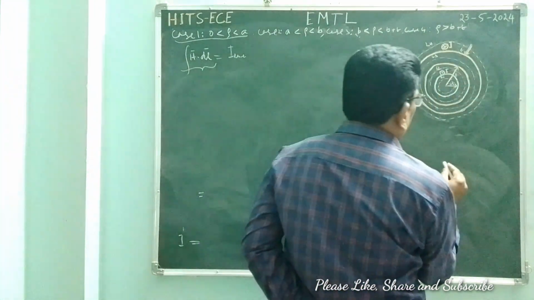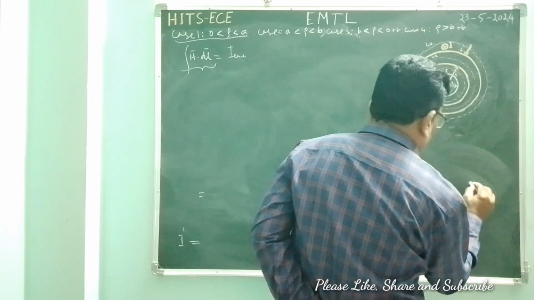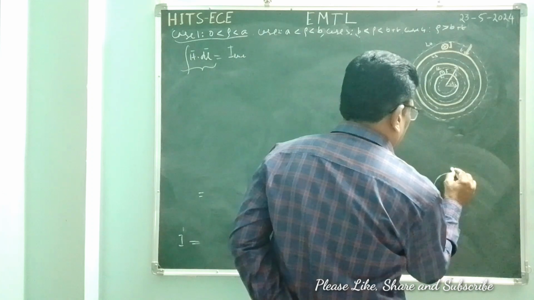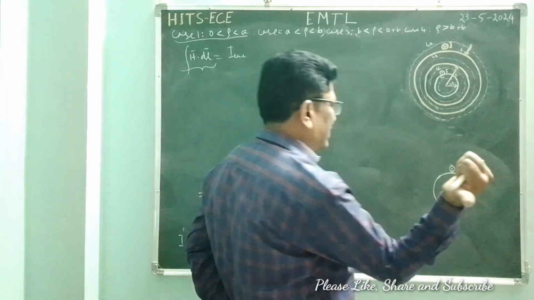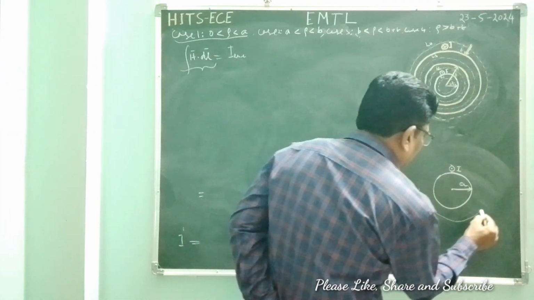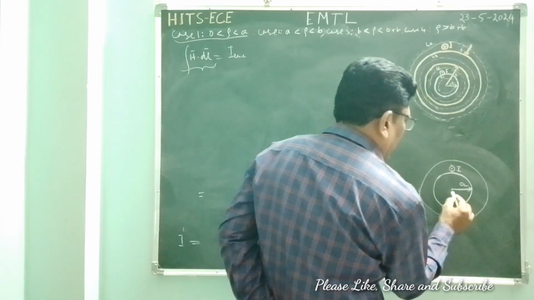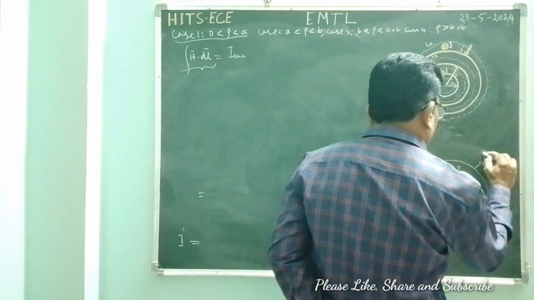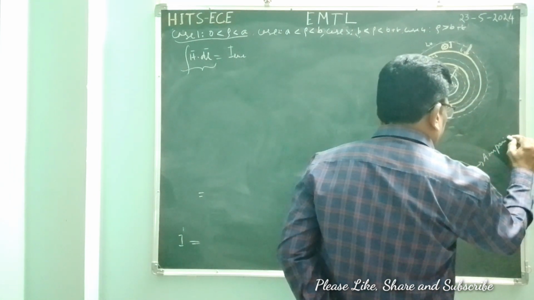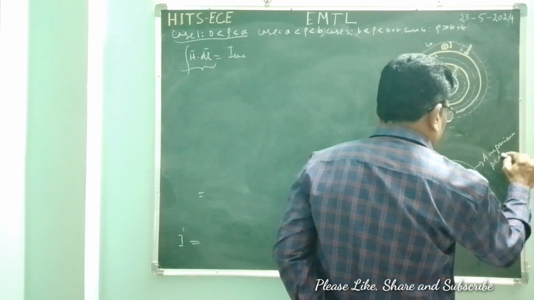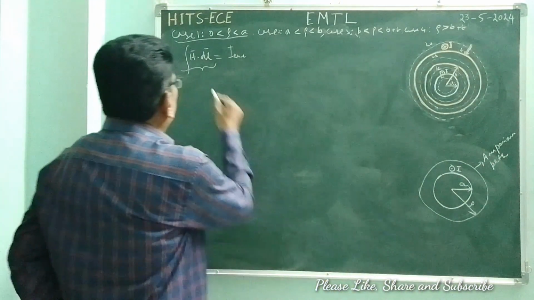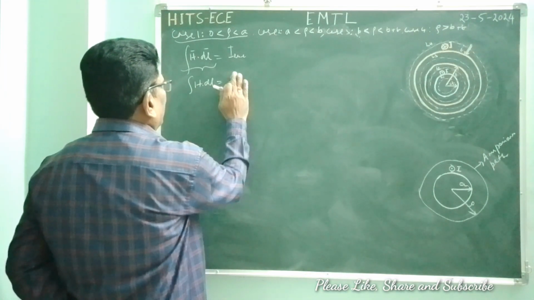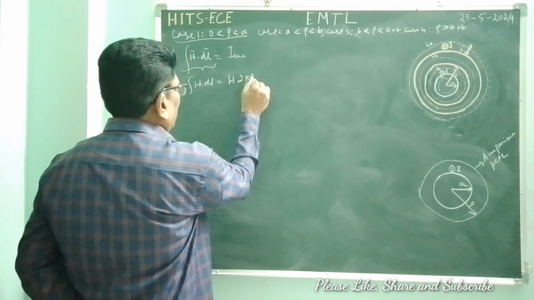Case 2, that is L2. This is the inner conductor whose radius is a, and the current is moving out like this, and this is the Amperian path, whose radius is rho. So integral H dot dl is equal to H into 2 pi rho.